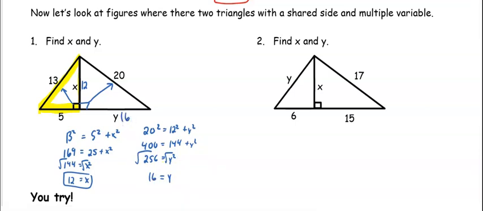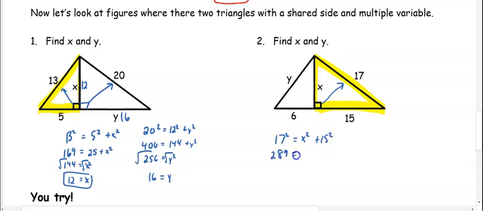In number 2, the triangle that has two sides is 15, 17, and x. So we're going to start with the triangle on the right. The hypotenuse in this case is 17. So we have 17 squared equals x squared plus 15 squared. So we get 289 equals x squared plus 225. We can subtract 225 on both sides. So 64 equals x squared. Take our square root. So x is 8.